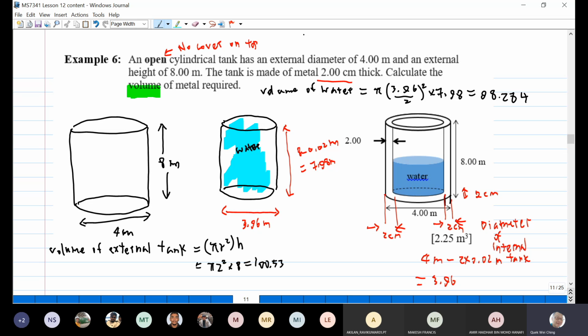So after you take the volume of the big tank minus the volume of water, what is the volume of metal now? The volume in this tank is actually 100.53, take away the volume of water. Okay, so subtract, and then you get 2.25. Okay, 2.25 there.